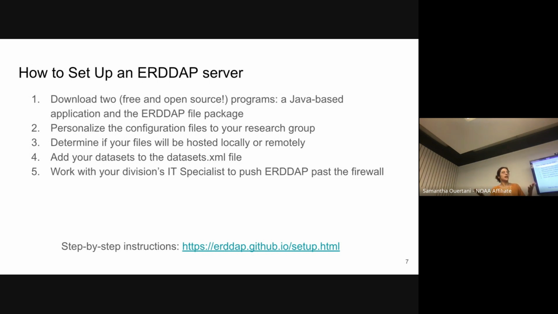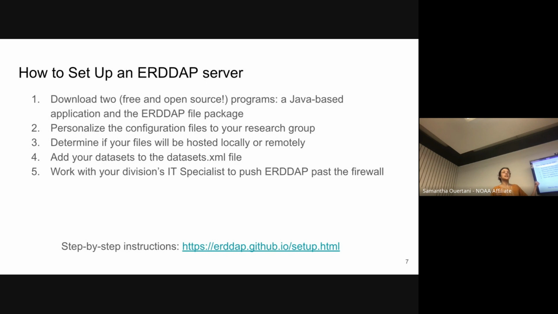Once you figure that out, then you can begin describing your data sets as a small chunk of XML code, and you add that to this file called the datasets.xml file, which is the skeleton of the ERDDAP that tells ERDDAP where to look for your files, how to describe your data set, and ultimately how to represent your data set on the ERDDAP.